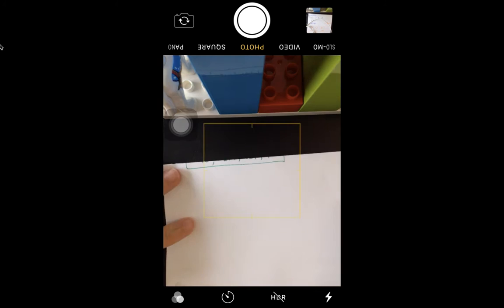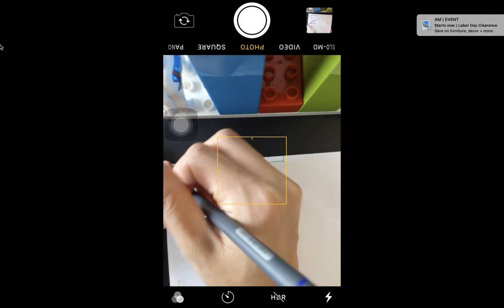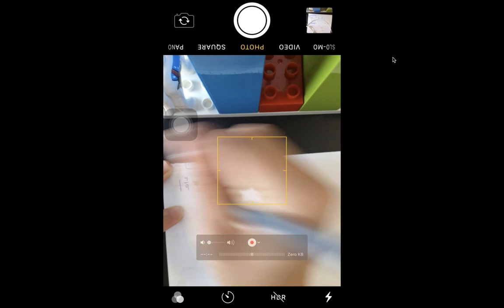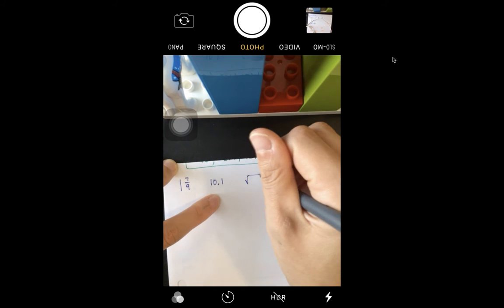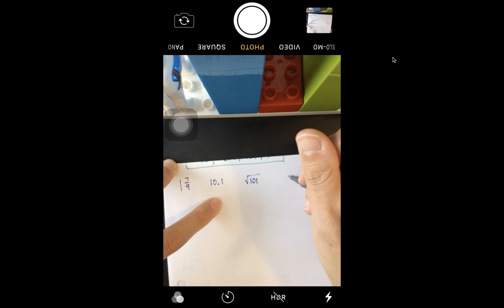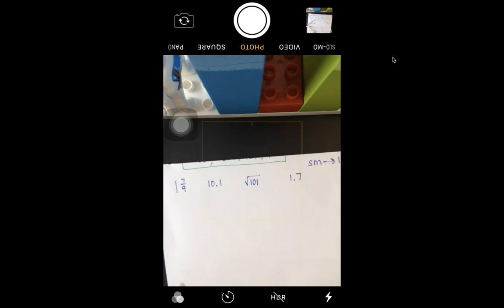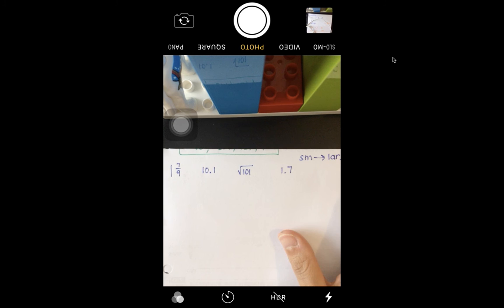So let's do two more like that before we do something slightly different. I really just want you guys to get in the habit of practicing how to type these in your calculator. Okay. So let's say I have 1 7/9, 10.1, the square root of 101, and then 1.7. Again, smallest to largest. So I have to change them all to decimals. That would be my easiest thing to do.